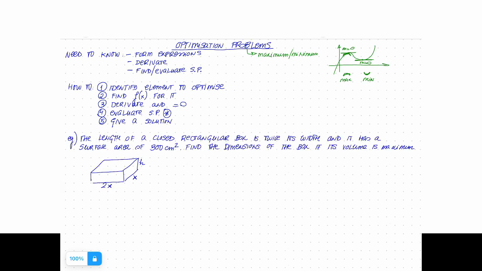Okay, let's see this in an example. They tell me here that I've got a rectangular box, it's closed, and they're telling me that the length is twice the width, so I can put them in relation of x, and it's got a surface area of 300 centimeters squared. Of course, first step in any word problem is draw and label. I've already done this. And they want the maximum volume.